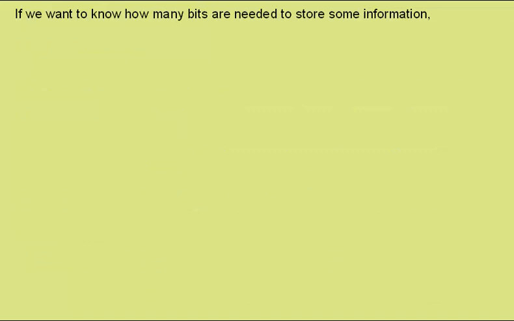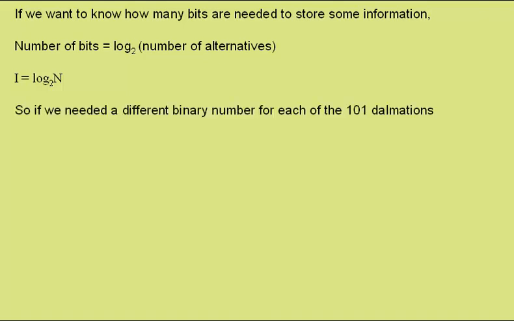If we want to know how many bits are needed to store some information, we can use the formula: the number of bits is equal to the log to base 2 of the number of alternatives, or I is equal to log to base 2 of n, where I is the number of bits, or the amount of information, and n the number of alternatives. So, if we needed a different binary number for each of the 101 Dalmatians, I is equal to log to the base 2 of 101, which is 6.65. So we would need 7 bits.